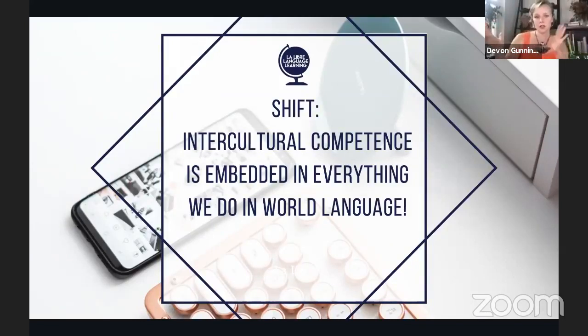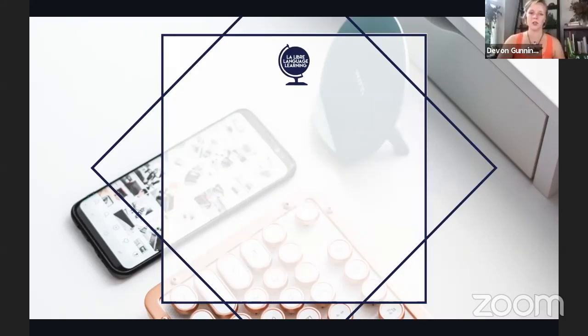Intercultural competence, this is a shift we need to make. It's embedded in everything that we do in world language. And when we see it that way, it'll be a lot easier to stop putting culture in the corner.